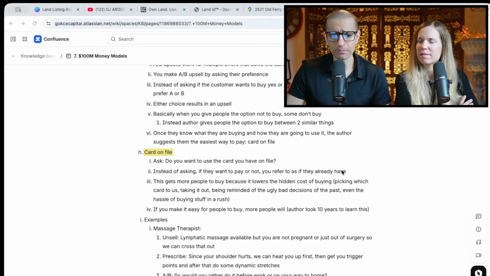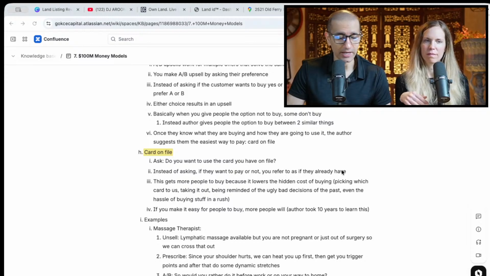Basically, when you give people the option not to buy, some don't buy. Instead, the author gives people the option to buy between two similar things. Once they know what they are buying and how they're going to use it, the author suggests the easiest way to pay, card on file.